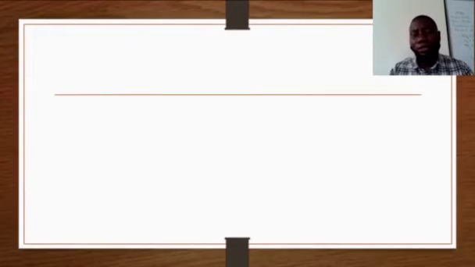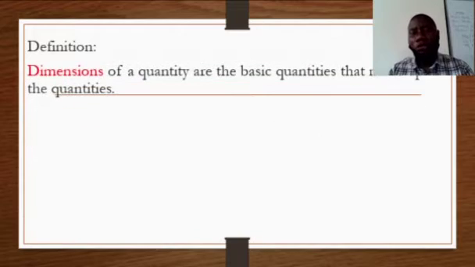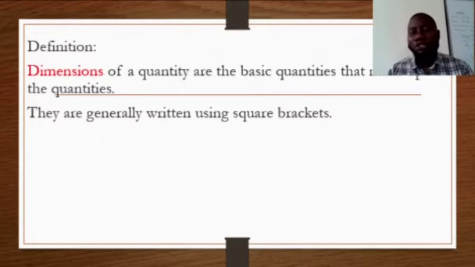1. What is dimension? Dimension is a way of representing quantities in terms of their fundamental quantities. That is, dimensions of a quantity are the basic quantities that make up the quantity. And to write the dimension of a quantity, you need a square bracket, and you use a square bracket and a capital letter. Then, for you to be able to write dimension, you need to understand indices and the formula of the quantity that you want to write its dimension.